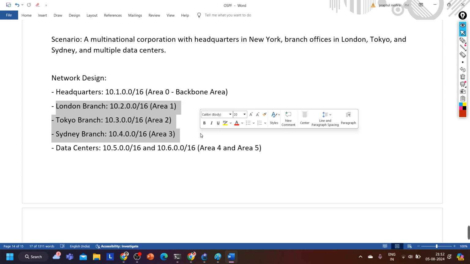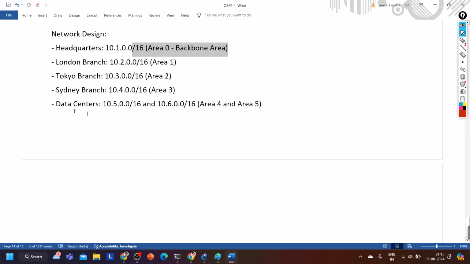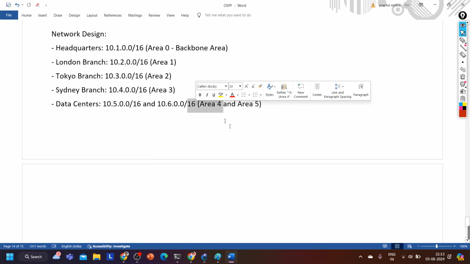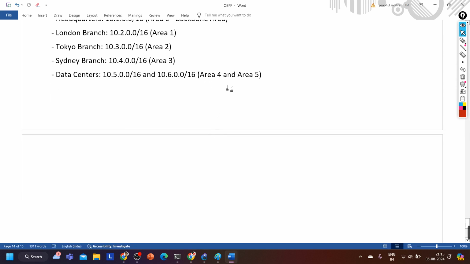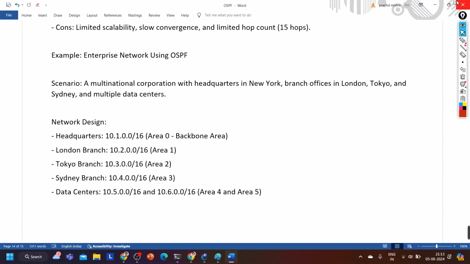One is backbone and the other is internal. Backbone means area 0 and internal area means any area except area 0, like area 1, area 2, area 3, area 100, area 500. These are internal areas, regular areas you can say. So the backbone area is area 0, right? For the data center we have this subnet and we can run a different area for the data center, again area 0 and area 4 and 5, let's say. So these are some basic concepts of OSPF.